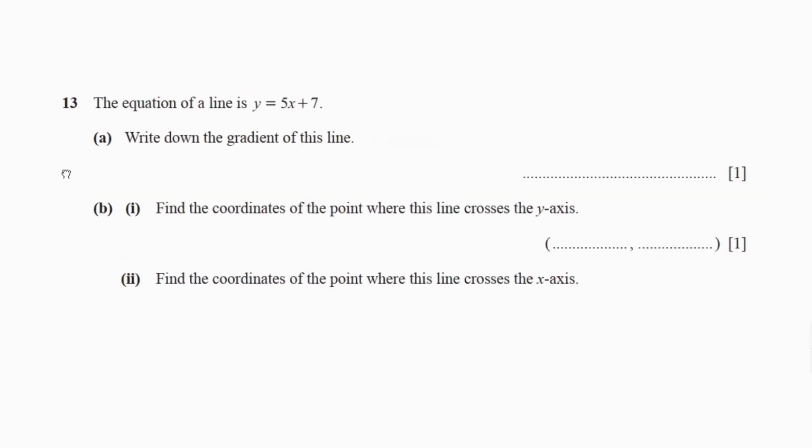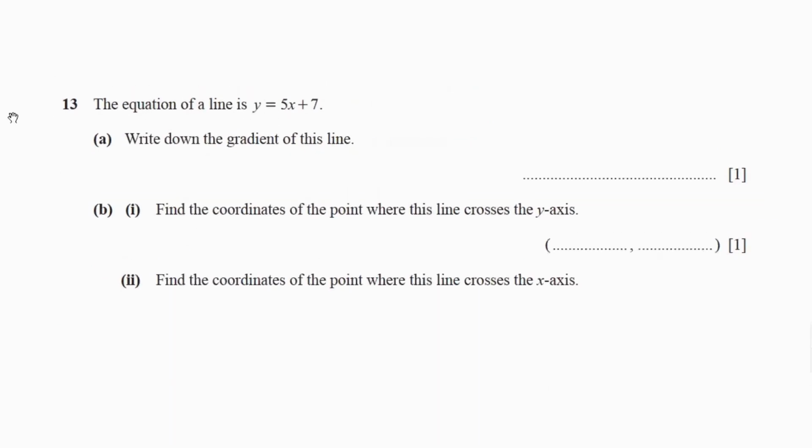Question 13 says, the equation of a line is y equals to 5x plus 7. Write down the gradient of this line. First thing first, remember that the slope-intercept format is y equals to mx plus c. M is your slope or gradient. C is your y-intercept. So if we look at our equation, y equals to 5x plus 7, your coefficient of x gives us the slope. So that means gradient or slope, whichever term you use, is going to be 5.